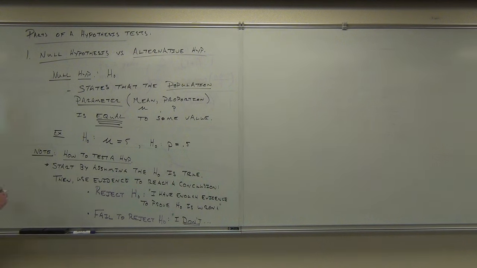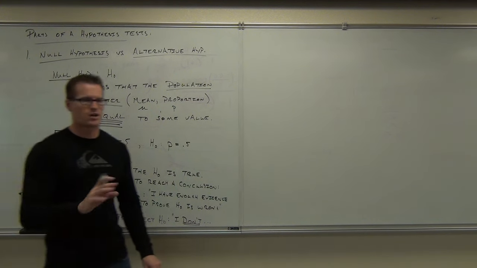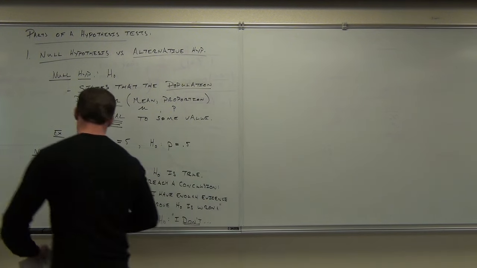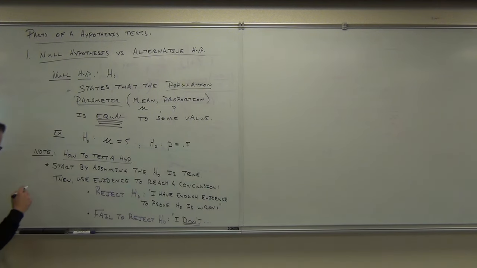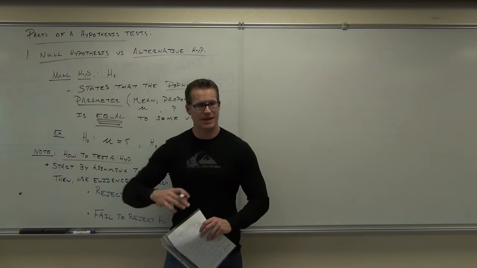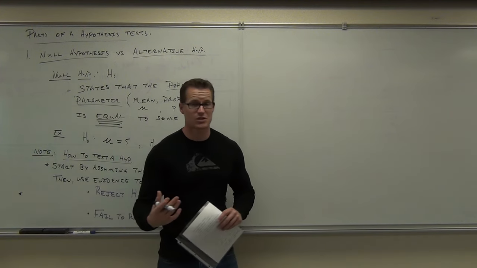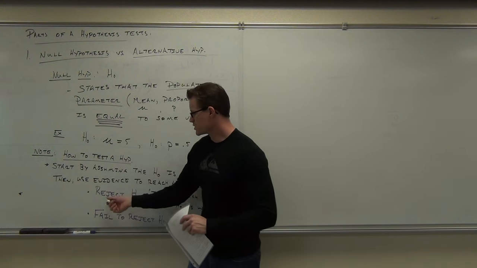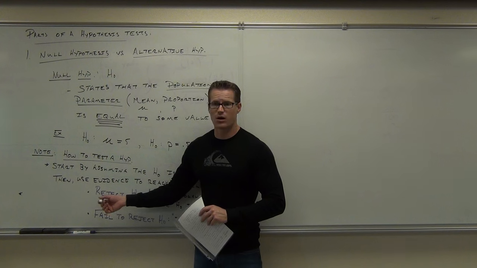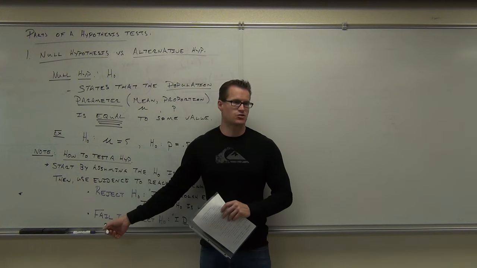So a little side note over here, you cannot accept H sub zero. It's impossible. You're never ever going to accept H sub zero. You can only reject it or fail to reject it. Failing to reject it doesn't mean that you accept it. That's a common misconception for statistics students. They go, oh, well, this means you reject it and this means you accept it. No, you reject it saying it's dead wrong, or you fail to reject it. That's not saying it's right.